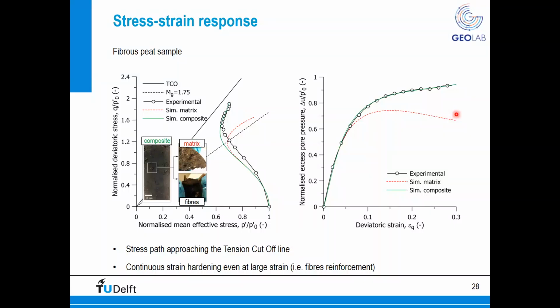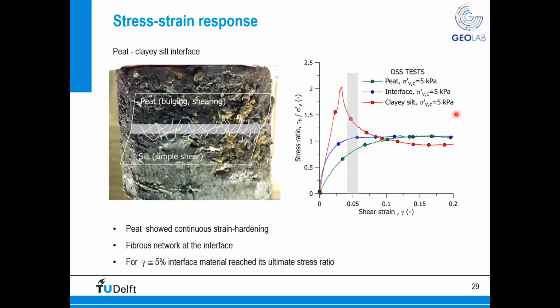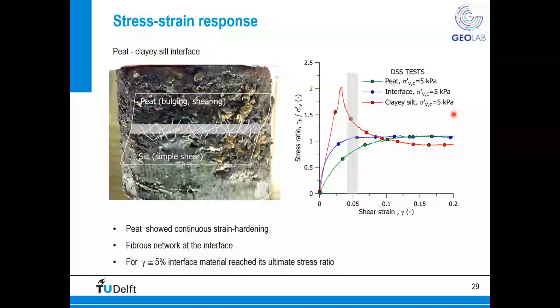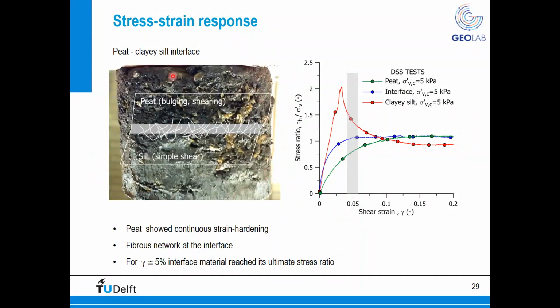Now, having an insight of how peat behaves, how the clayey silt behaves, is extremely important, because when you go back to the field, you need to imagine that these two materials, peat and silty clay, are not substantially isolated, but they are somehow communicating. And here on the left-hand side, you see an impression of an actual interface between a peat layer and a clayey silt layer. So you see that we have a peat layer above, which is this dark material.